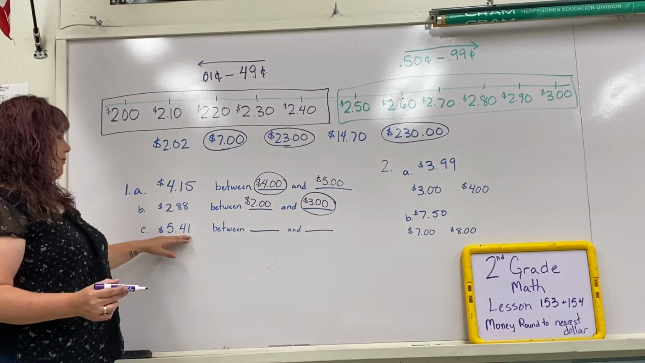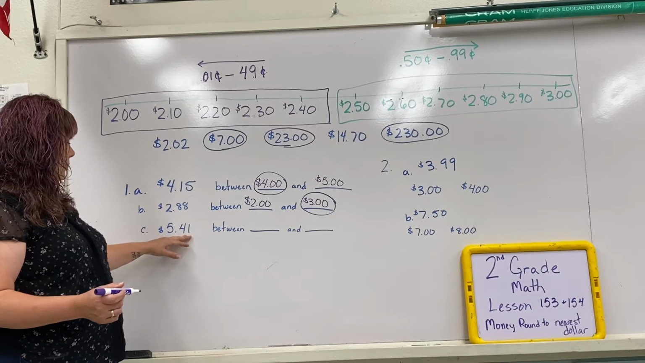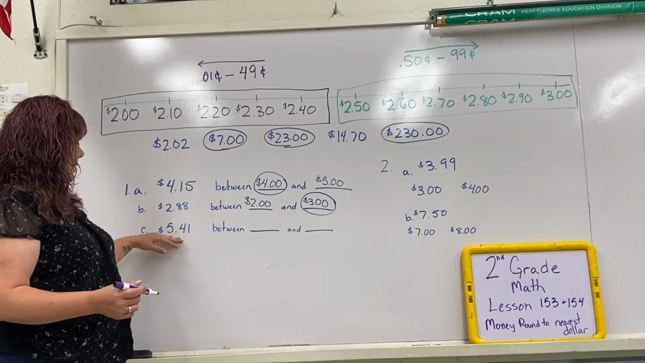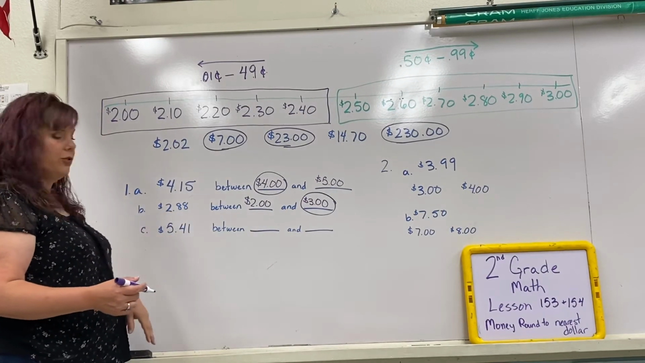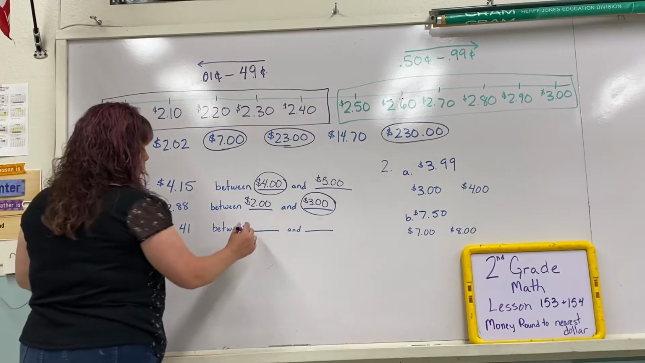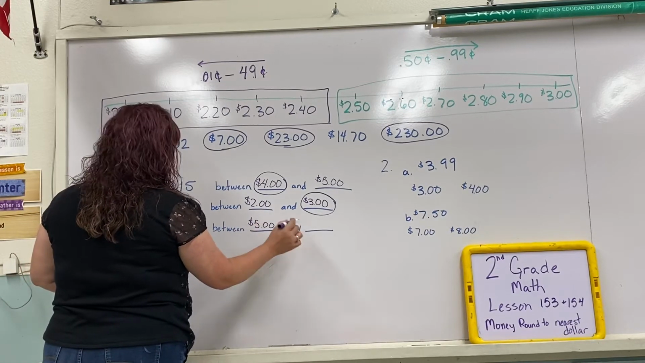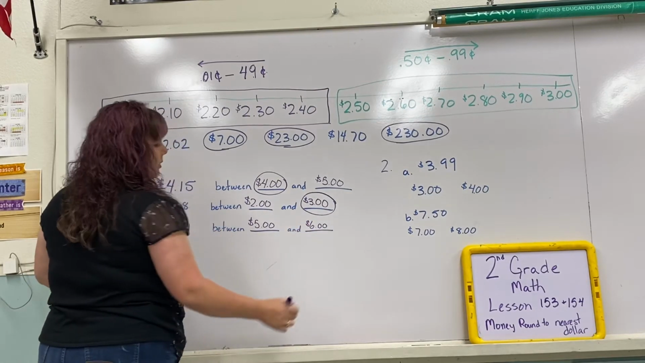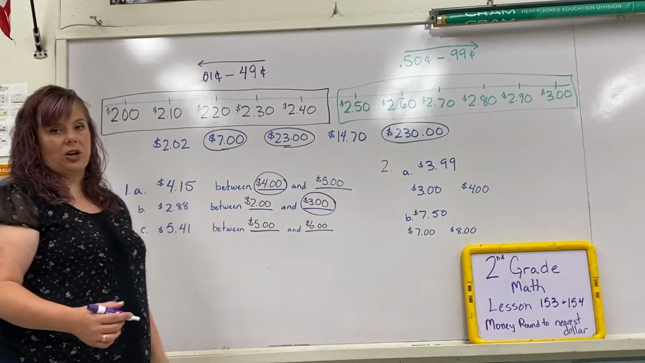Okay, now we have $5.41. We're looking at the coins. 41. Okay, first we've got to decide what two dollars it's going to be between. $5.41. Well, we start with the lower dollar. It's between $5 and $6. If we made a number line like this one up here, it'd be between $5 and $6.